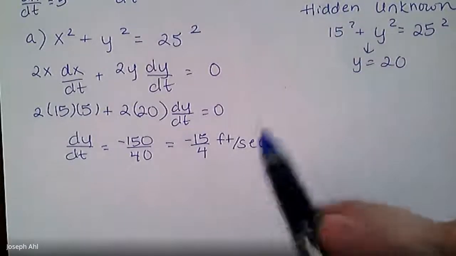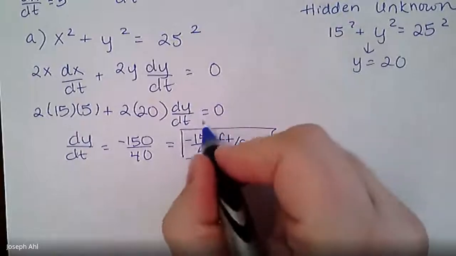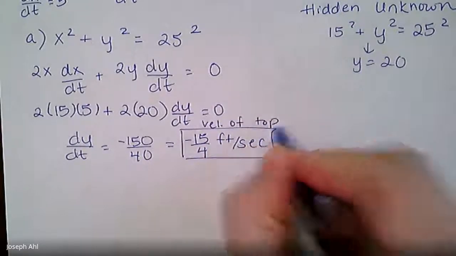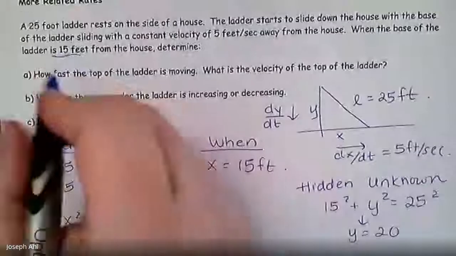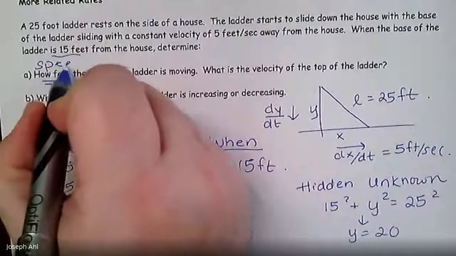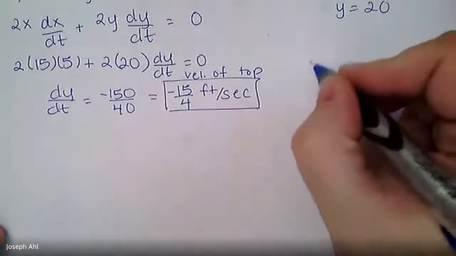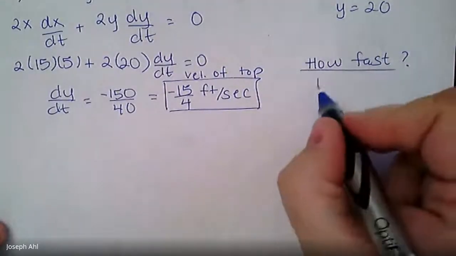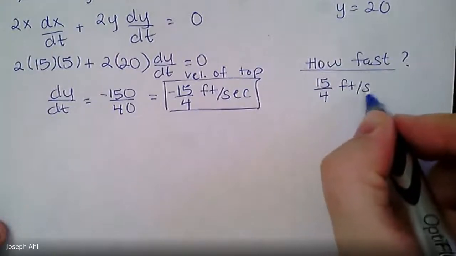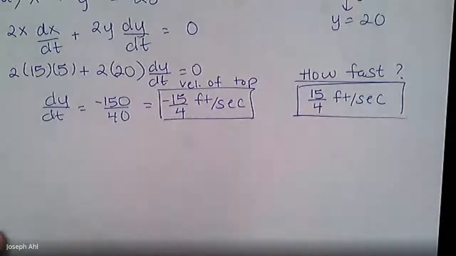But one other quick note here is that we didn't quite fully answer the question yet. This is the velocity of the top of the ladder. But when it asks how fast the top of the ladder is moving, that's an application of speed, and speed is the absolute value of velocity. So we don't have to do any additional work here, but if I said how fast is it moving, the answer is positive 15/4 feet per second. Slightly different way of asking that, but same concept here.